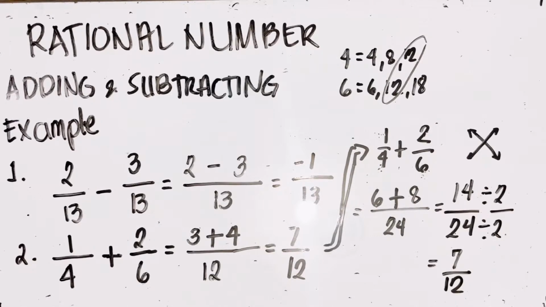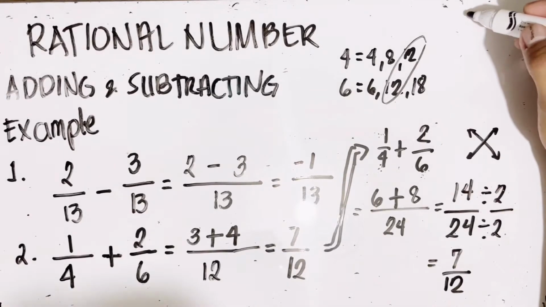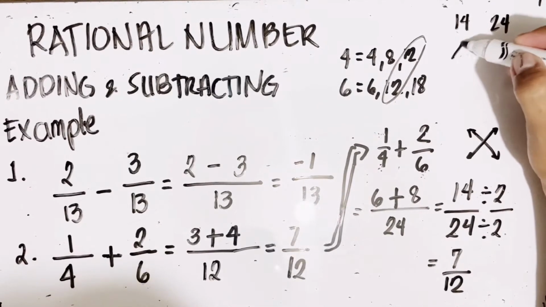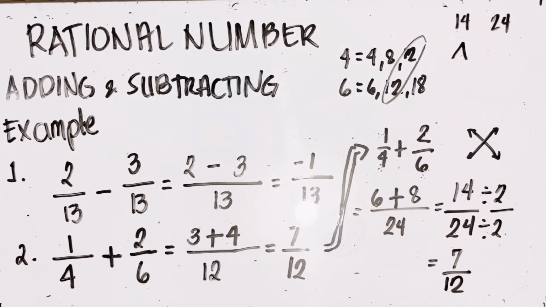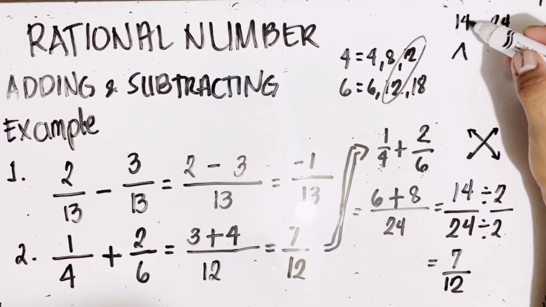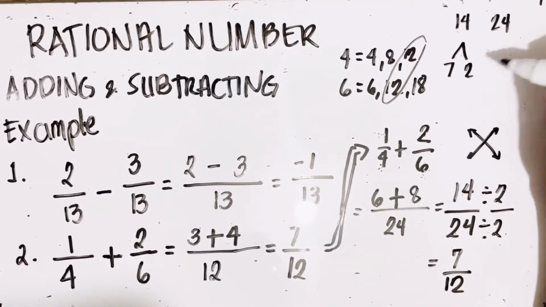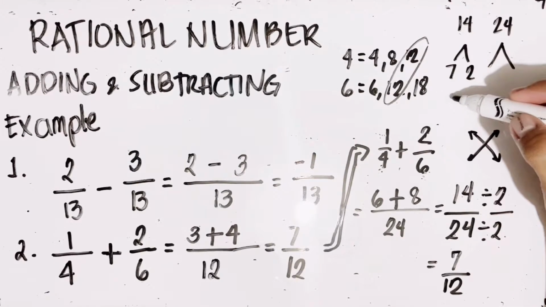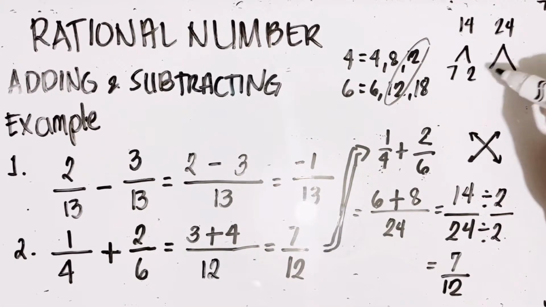So if you have some question, how did I get 2? 14 and 24 can be factored out using this one. Look for the GCF, greatest common factor. Factors of 14 is 7 times 2. 7 can't be factored out, so that's just 7 over 2.